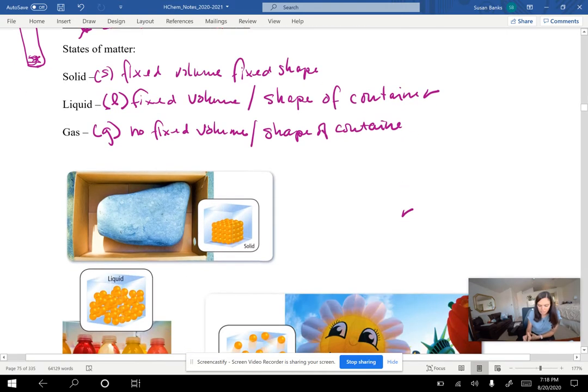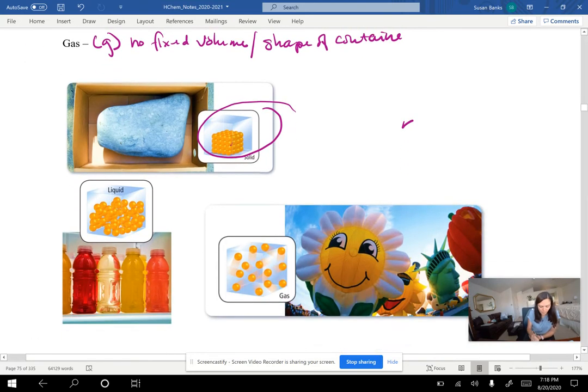Okay, so here's a representation of how a solid looks on a molecular level. Notice how nice and orderly it is. Everything's packed nice and close together. We actually have a crystalline structure. Solids do have crystalline structures, even things that we don't think have crystalline structures.